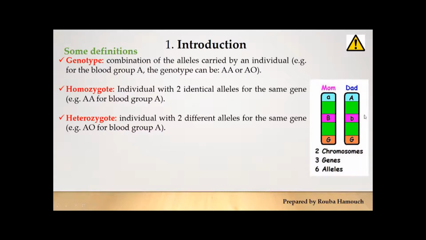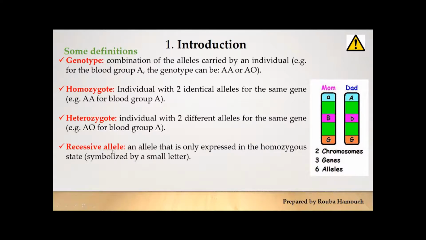Here, this individual is heterozygote for gene B and for gene A, since he or she has different alleles: capital B, small b for gene B, and small a, capital A for gene A. Another example, for blood group A, an individual may have the genotype AO, so he or she has two different alleles of the same gene, which is the gene for blood group. So in this case, when the two alleles are different, we say that the individual is heterozygote.